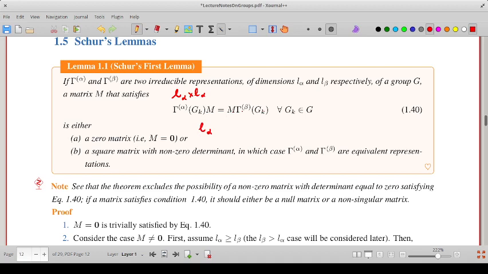Now, on the right hand side, if this matrix multiplication is well defined, the number of columns of M should be equal to the number of rows of gamma beta. Gamma beta has dimension L beta, so it is a matrix of order L beta by L beta. So the number of rows of gamma beta is L beta, and therefore the number of columns of M is L beta. Or in other words, M is a matrix of order L alpha by L beta.